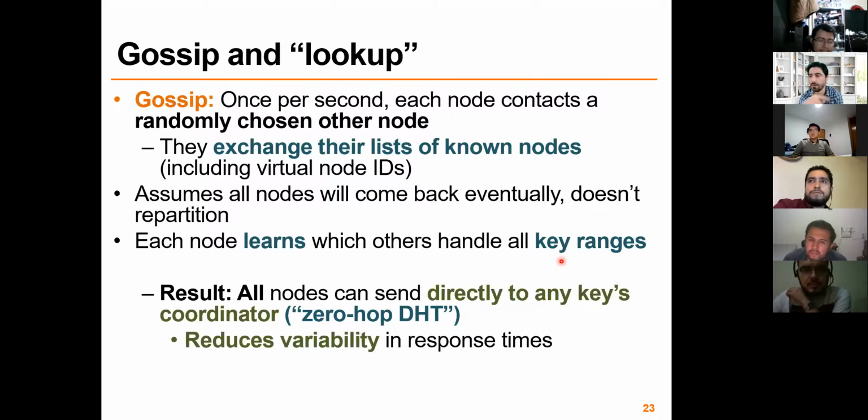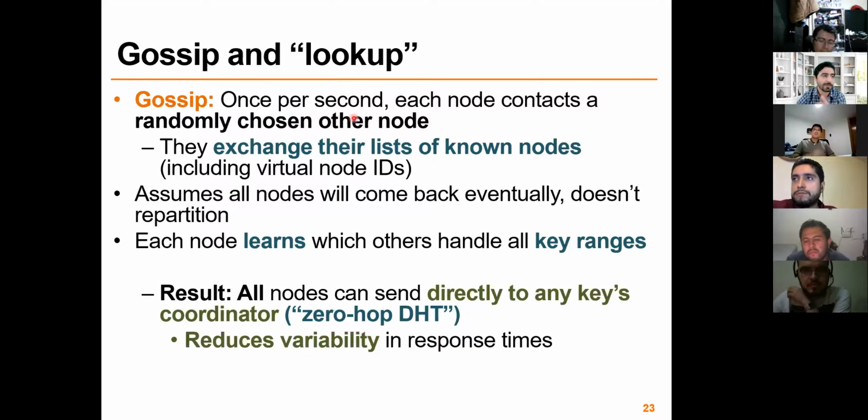So we could jump with far fewer hops. We could basically hop to the system that has the data, the key. But they mentioned Amazon is almost a zero-hop distributed hash table, and how they achieve that is something we can call gossip and lookup.